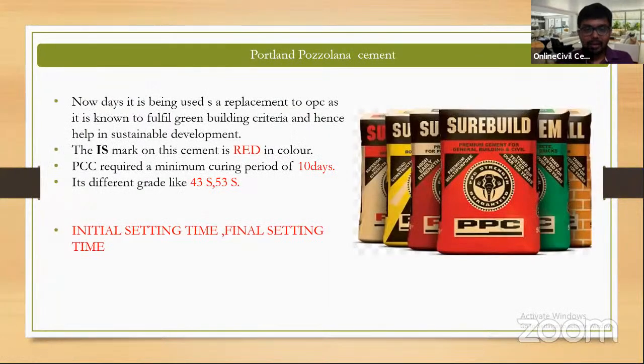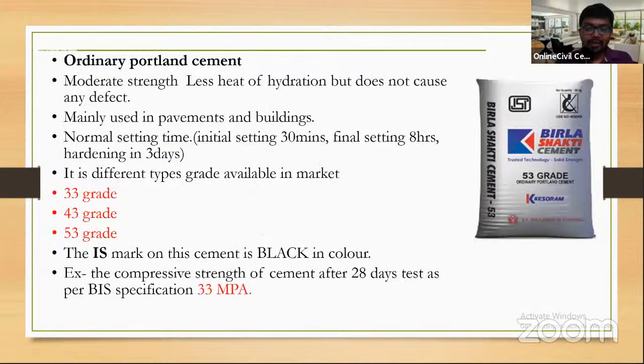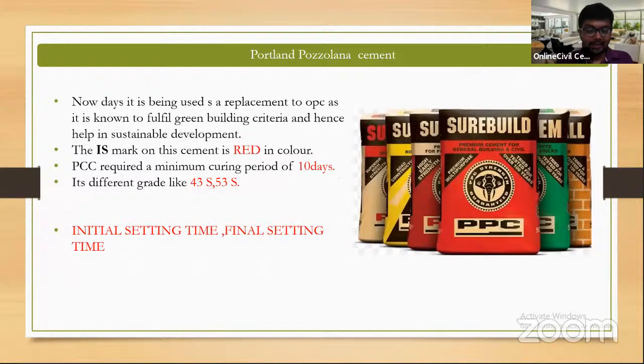So Portland Pozzolana cement, the ISI mark is red in color. We have already told, and curing time is a little bit more in this. Setting time is a little bit more. We'll also see into that. But mainly PPC is made by replacing some portion of the cement with fly ash. So replacement of the lime is done using fly ash.